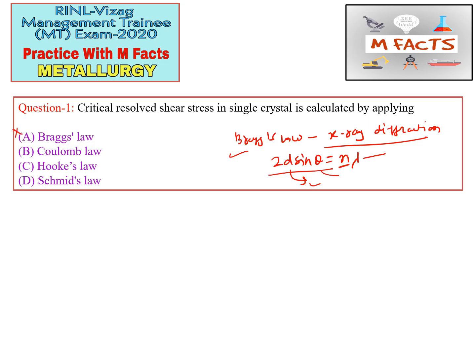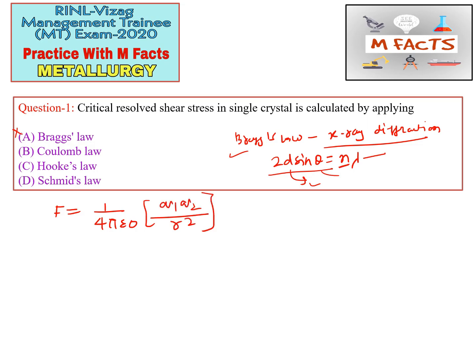The next law is Coulomb's law. Coulomb's law is related to stationary charges, and with it we identify the force acting between stationary charged particles. The formula is 1 by 4 pi epsilon naught multiplied by q1 multiplied by q2 over r square.